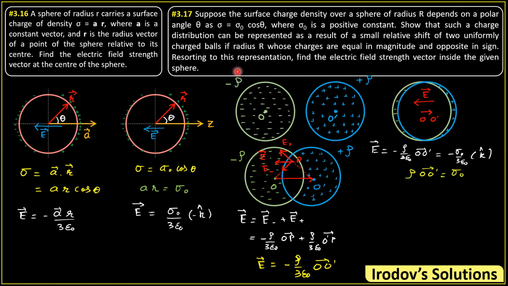So we have first of all found the electric field for this charge distribution, and actually this charge distribution is nothing but the superposition of two identical spheres having charge density rho and minus rho, with a very small relative shift between them made such that the overlapping region is chargeless, and the non-overlapping region has the same surface charge density as this: sigma is equal to sigma naught cos theta.